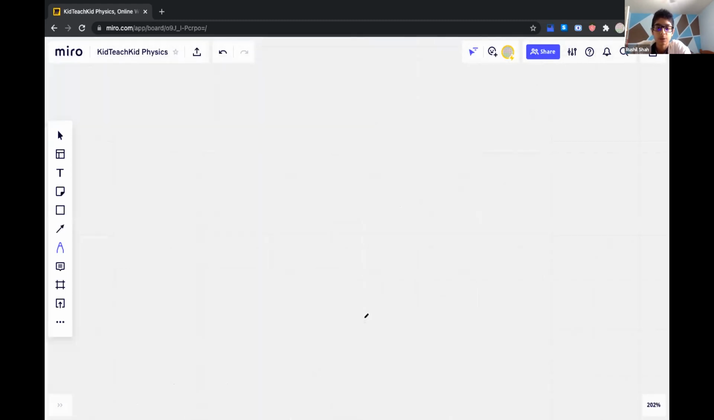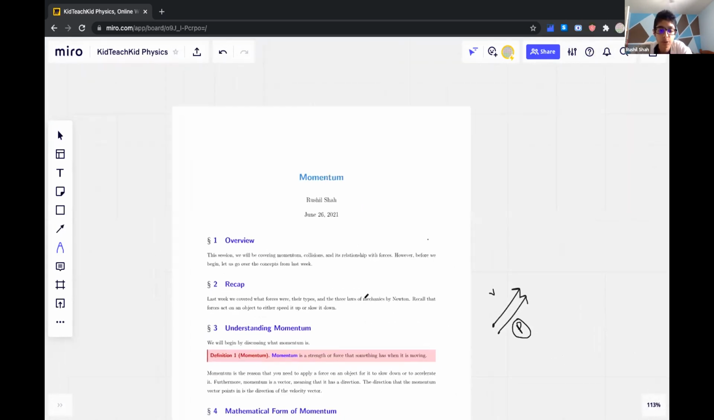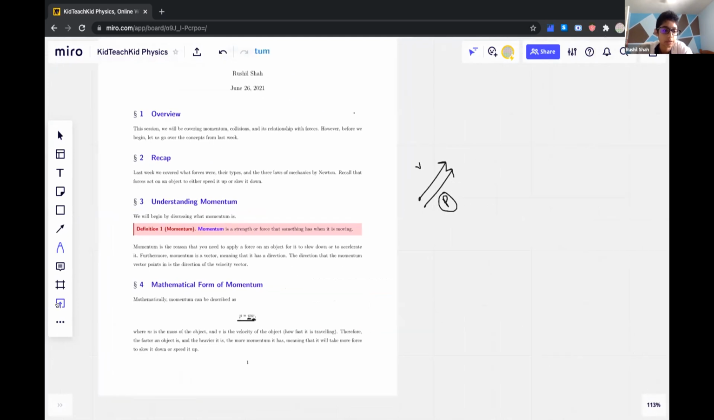Okay, so let's quickly do a few problems regarding momentum.